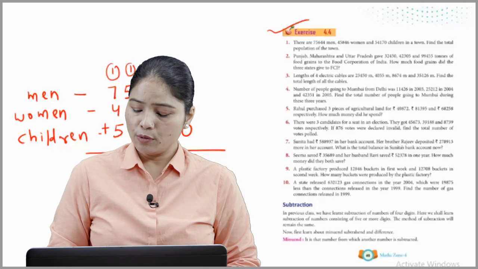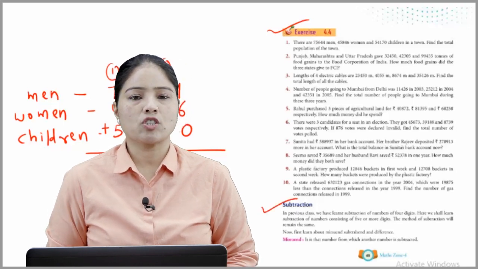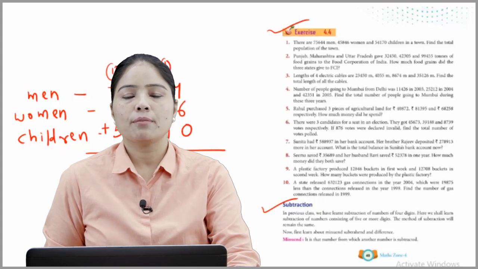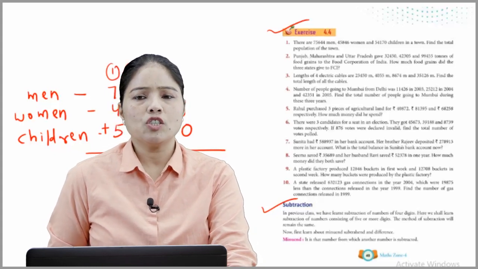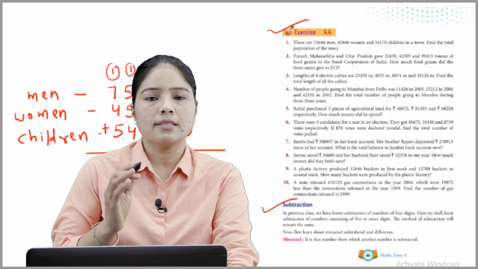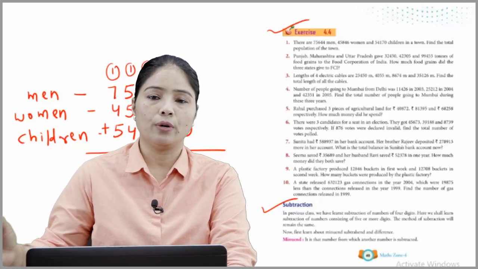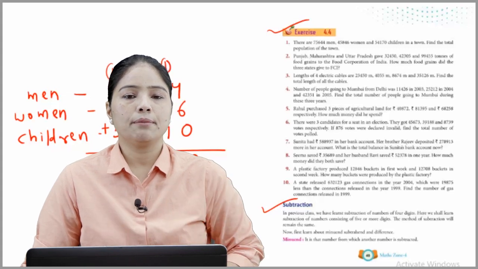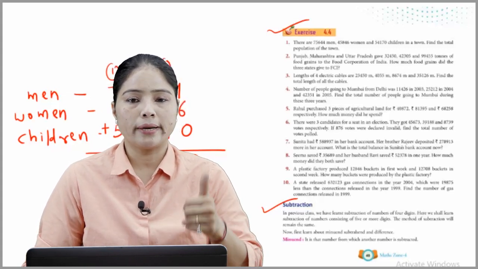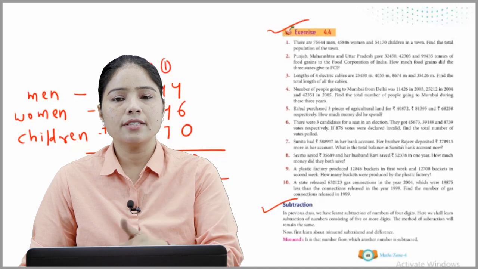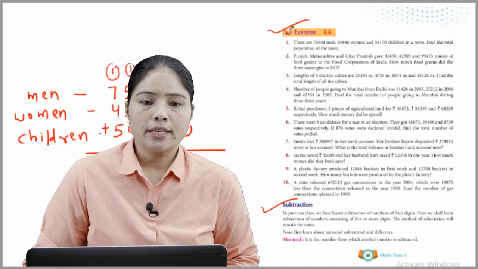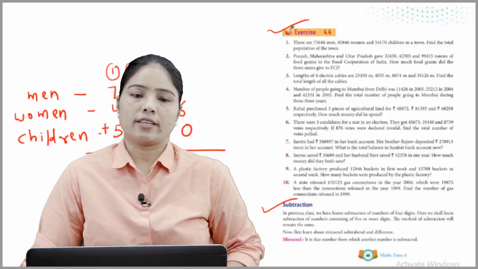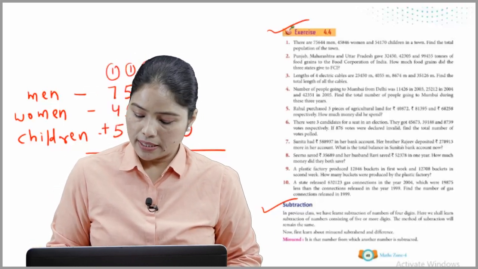Okay, so now move on to the next one, which is subtraction. In the previous class we learned subtraction of numbers of 4 digits. Here we shall learn subtraction of numbers consisting of 5 or more digits. The method of subtraction will remain the same. Now first learn about minuend, subtrahend and difference. What is the minuend? It is that number from which another number is subtracted. Okay, so remember this term, beta.